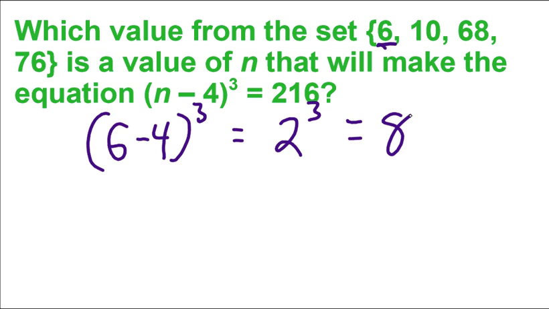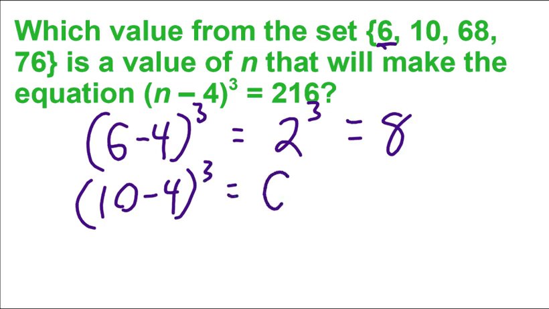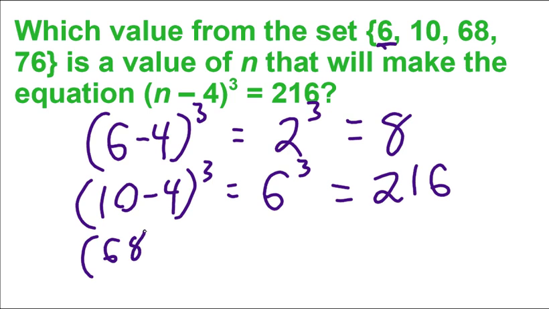So we go to the next one. We put 10 in. 10 minus 4 to the third power. 10 minus 4 is 6. 6 to the third power, 6 times 6 is 36. Times 6 again is 216. If we kept plugging these in, we would get answers that would be much higher. We'd have 64 to the third power. I can't do that one in my head, so I'm not going to bother. That's going to be way too high.